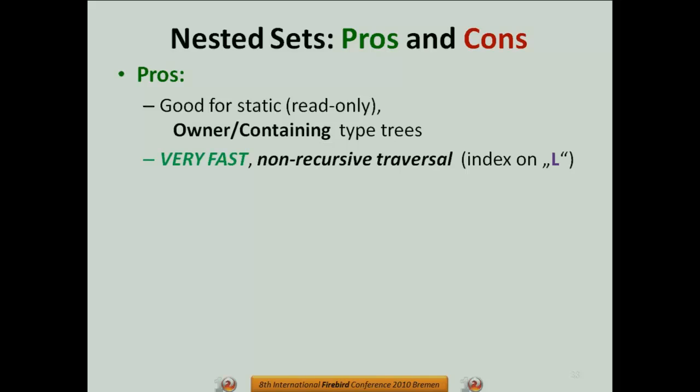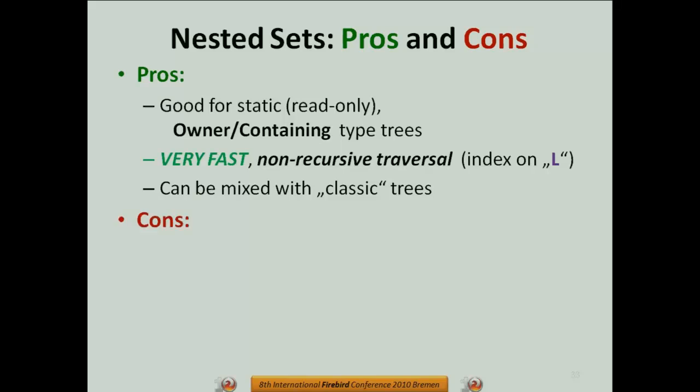The absolute feature of nested sets is that they are absolutely unbeatable in speed. There is no faster way to retrieve recursive data than nested sets, because the retrieval is non-recursive. You just do a plain select, order by the L value, and you get the entire tree dumped with one statement. And that's what I did in my examples. They can also be mixed with classic trees.